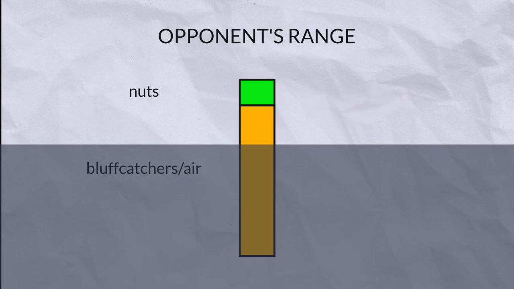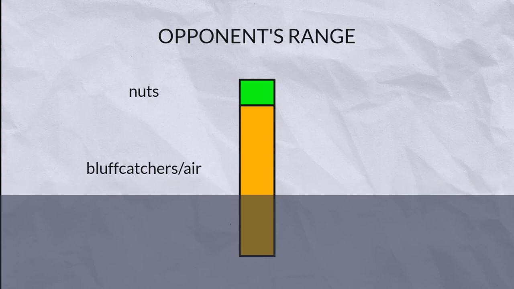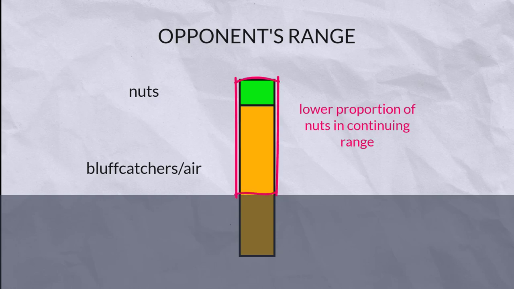In other words, instead of putting so much weight on the ice with a big bet, we want to first test its strength with a small one. Betting small forces our opponent to call with more bluff catches, resulting in a lower proportion of nut hands in his continuing range. The downside is that we don't build as big of a pot against his bluff catches, but this is more than made up for by how much we save against his nut hands.